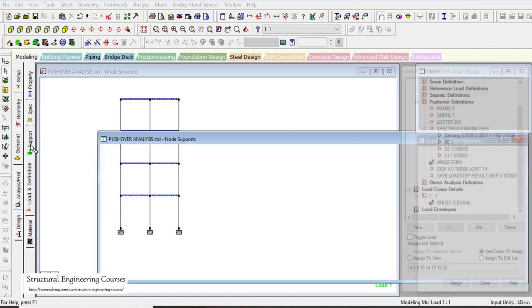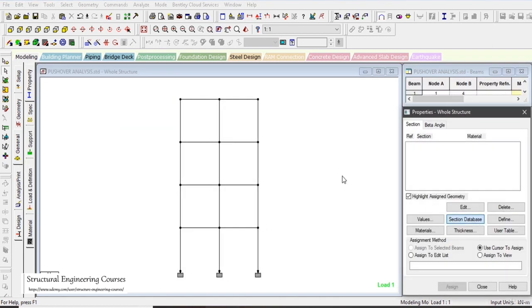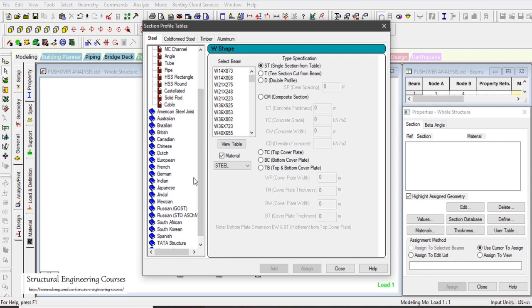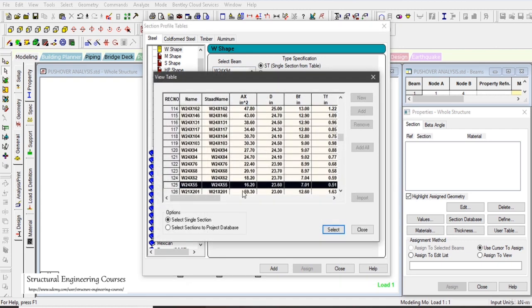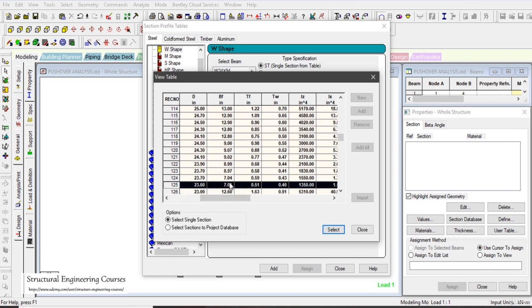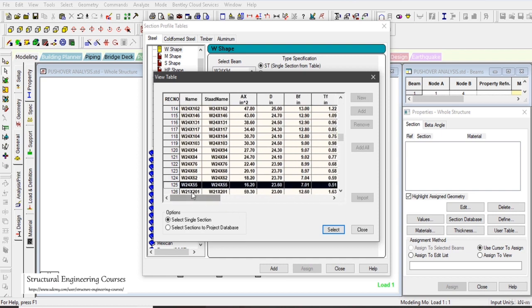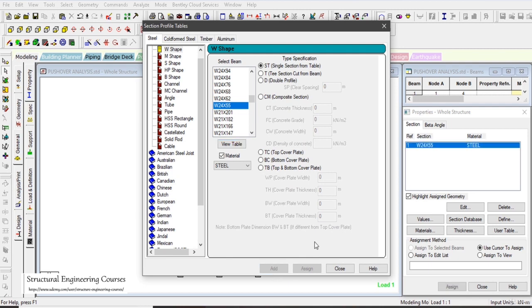After that we can go for this property option here. We can go to section database, and under the section database option we can select American, and we can go for W24x55. W24x55 means that the height of this channel or W-shape or I-shape section is basically 24 inches, and these are the thicknesses of the flanges and web in inches, and 55 is nothing but the weight per foot. So left click on select here, and then left click again on add.